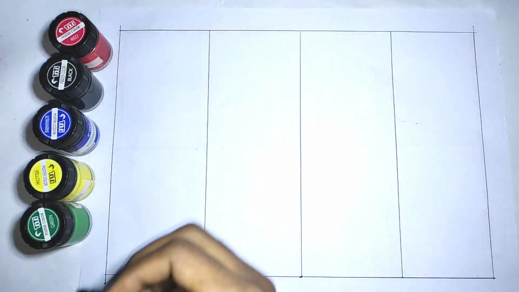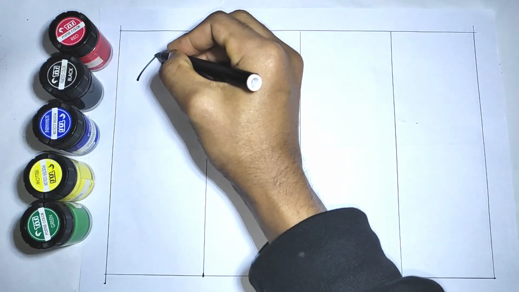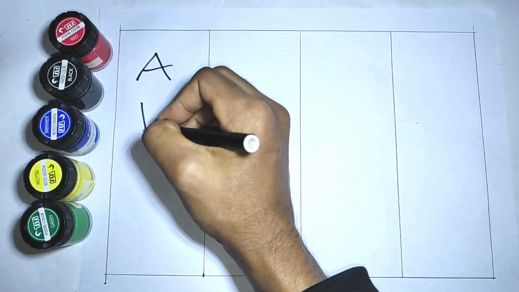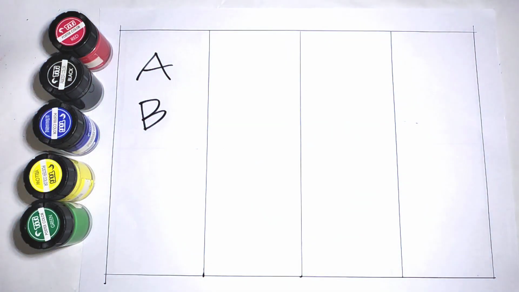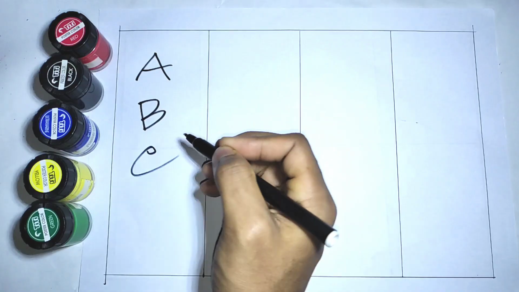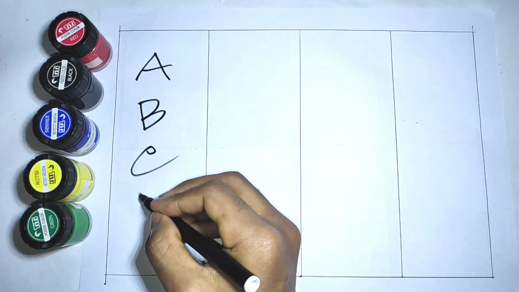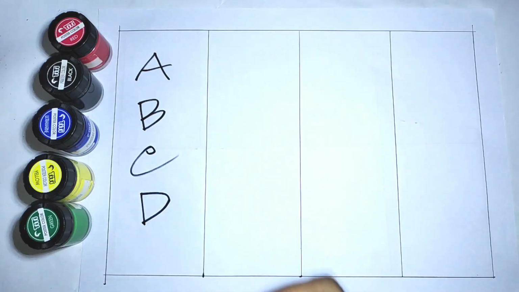First we draw the letter of A. A for apple, A for ant. The next one is B. B for ball, B for bat. Now we draw C. C for cow, C for cat. And the next one is D. D for dog, D for doll.